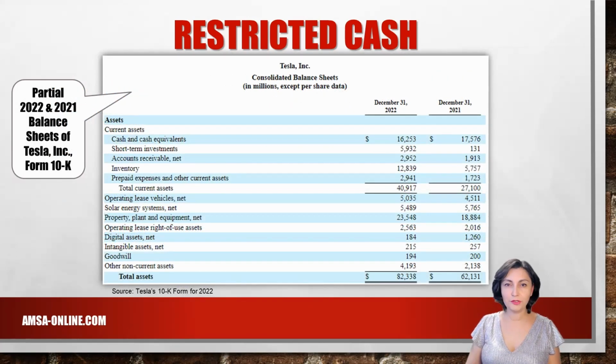Tesla records restricted cash as other assets in the consolidated balance sheets and determines current or non-current classification based on the expected duration of the restriction. All this information is disclosed in the notes to Tesla's financial statements.